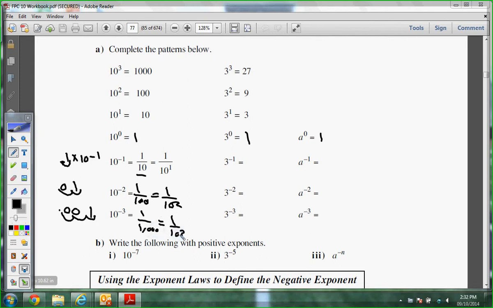And again, it goes with everything. So that means we're going to have 1 over 3, 1 over 3 squared, 1 over 3 cubed, 1 over a squared, 1 over a cubed.